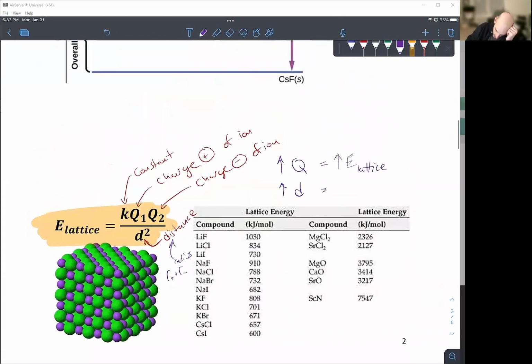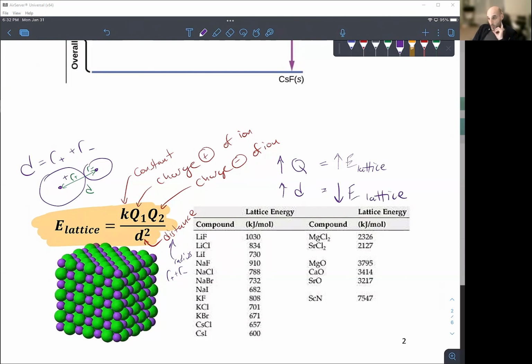So I'm actually going to take a quick aside. The distance is the radius of the positive plus the radius of the negative ion, which you should be able to look up because we know how that goes. So if this is my positive ion and this is my negative ion, the distance in between, that would be the distance. This is the radius of the positive. This is the radius of the negative. So the bigger they are, the bigger that distance is. So as distance increases, again, these are inversely proportional. In fact, it's squared too, so we have to keep that in mind. As distance becomes greater, we see a decrease in energy of the lattice.